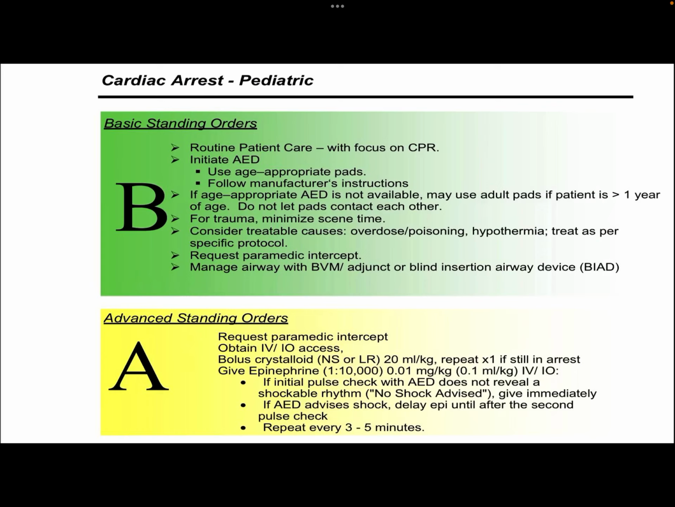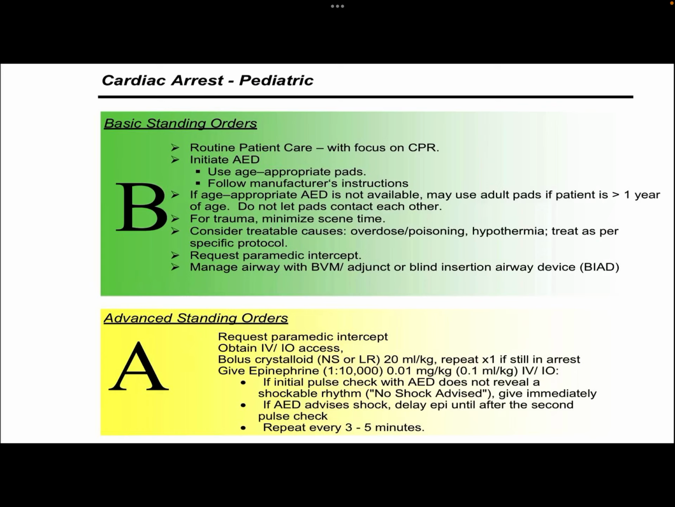Make sure you minimize scene time for trauma arrests, and consider any treatable causes like hypothermia or overdose. Make sure you request ALS intercept and manage the airway with a BVM, adjunct, so OPA, NPA, and a BVM, or a BIAD, blind insertion airway device. So we carry the iGels here, so that'll be your BIAD.